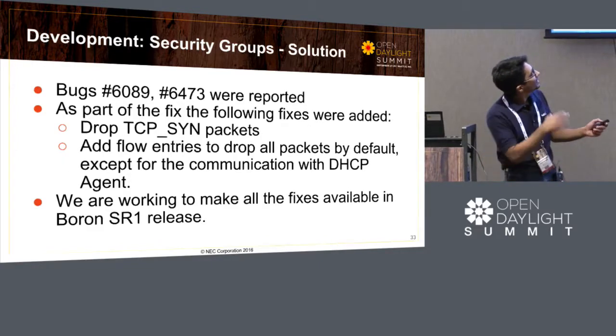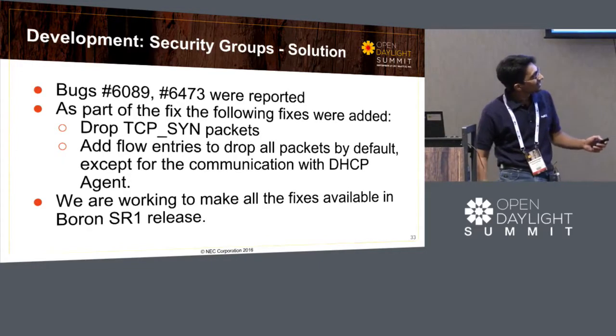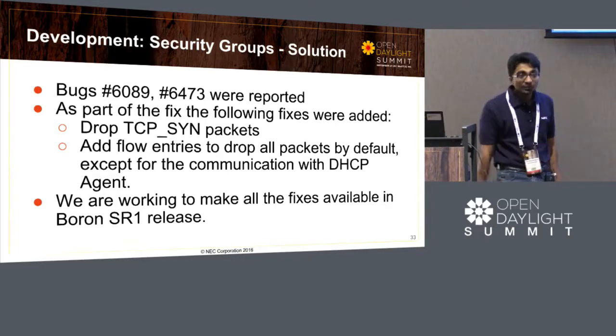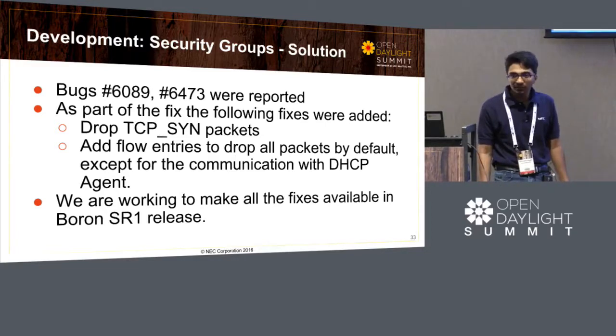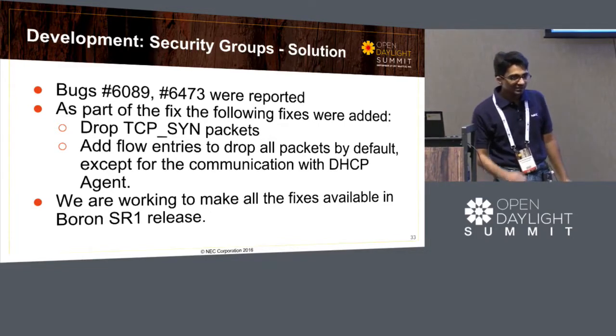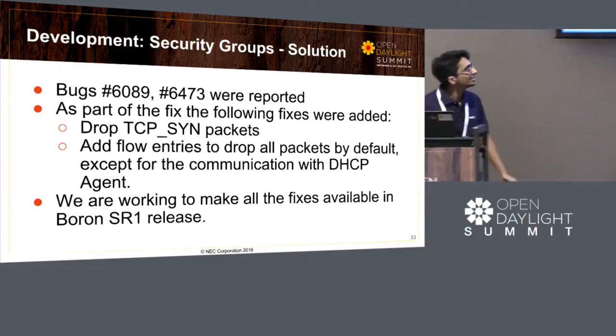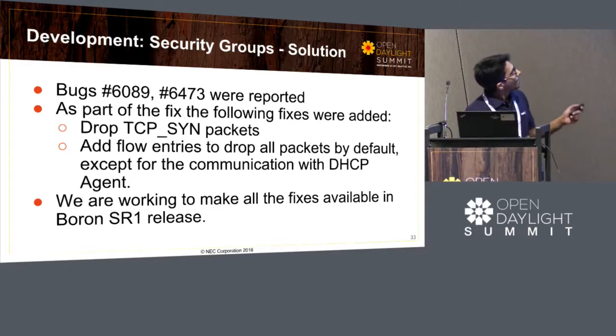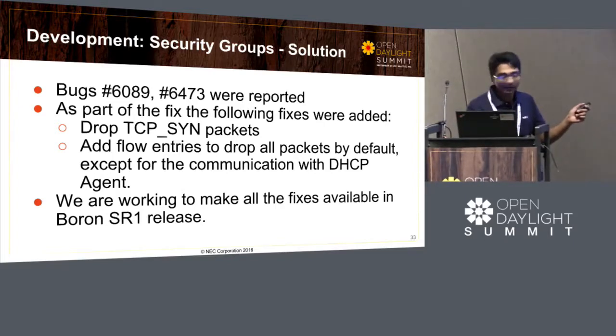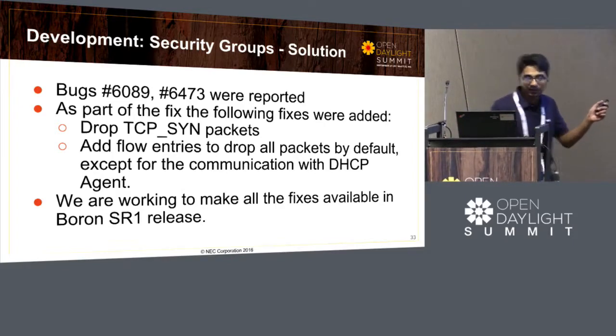So we created bug reports, and we have tried to come close to what OpenStack does in security groups, but maybe some more improvement needs to be done. For the identified scenarios, we have done a fix where the current legacy network implementation is able to mimic what OpenStack does. This patch is right now in review stage, and we are targeting it to be released for Boron SR1.